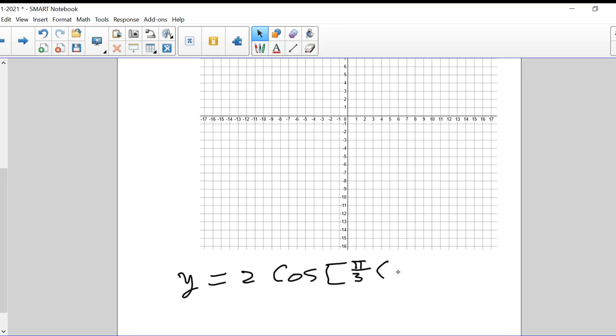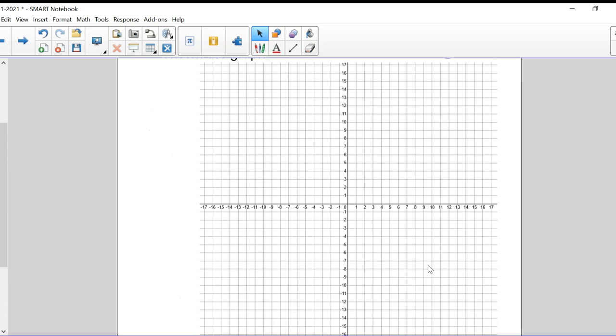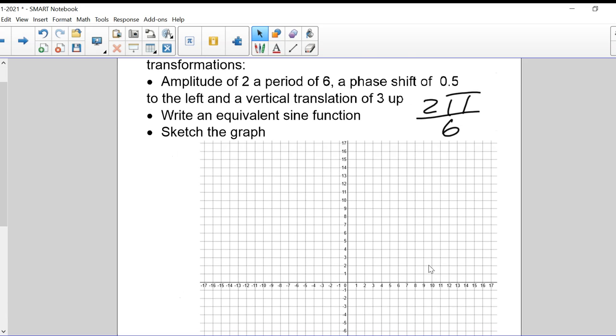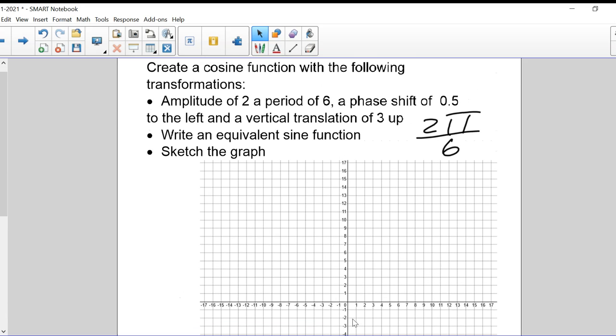And then we have that shift to the right of x, but it says to the left, I think it said. Let's double check that. Yeah, 0.5 to the left. So I wonder if I should change that, because on this grid here, it's going to be a little difficult to put 0.5 to the left. How about if I change this?